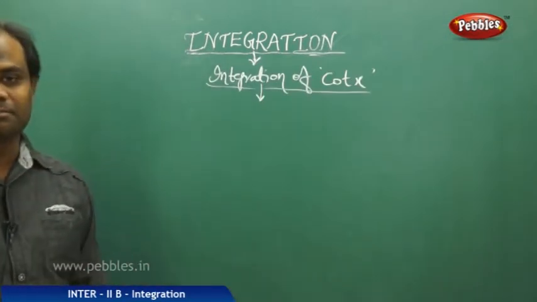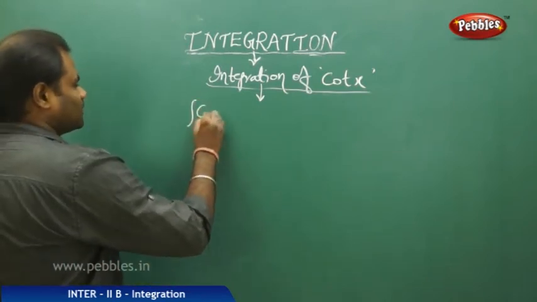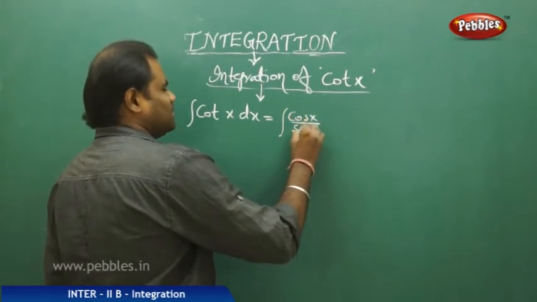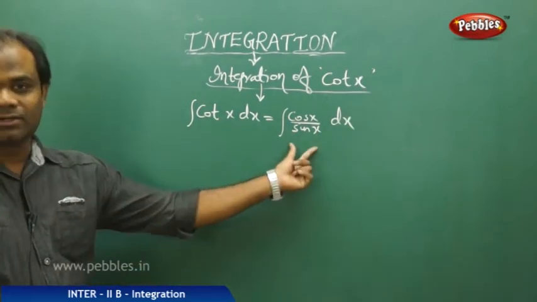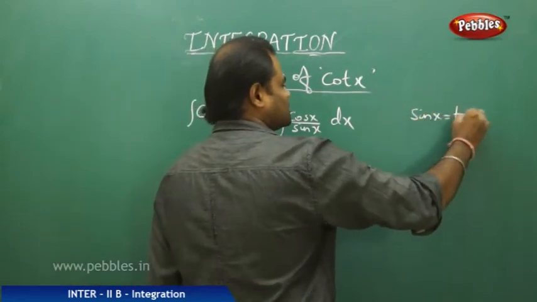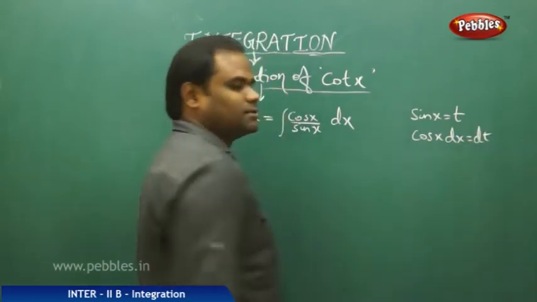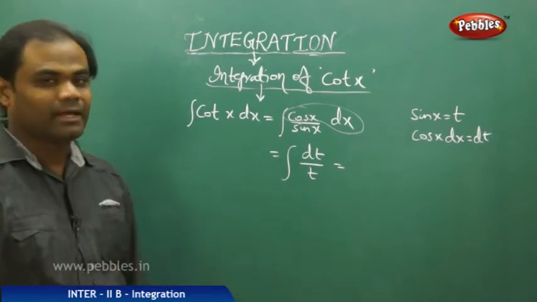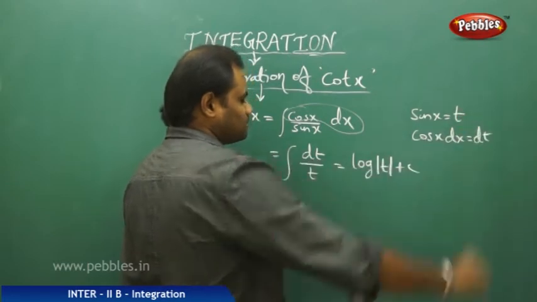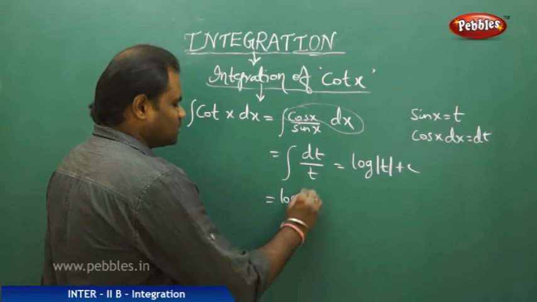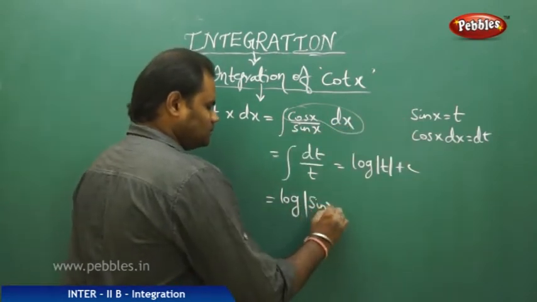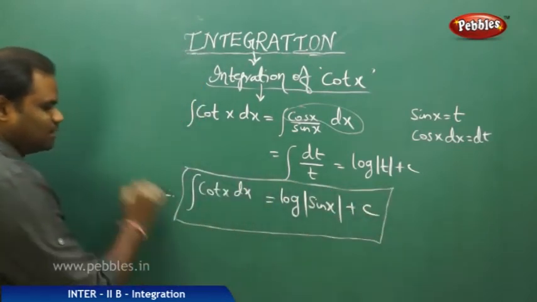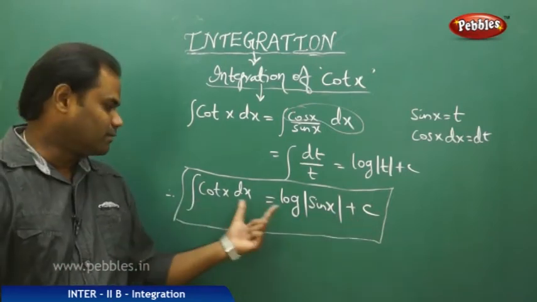Similarly, integration of cot x proceeds with the same steps as that of tan x. Suppose the integral of cot x is to be evaluated, then we write it as cos x by sin x dx, because cot x is cos by sin, and then the substitution sin x equals t implies cos x dx is dt. Therefore, this reduces to dt by t. Now, integral of 1 by x dx is log x. Therefore, I get log mod t plus c. Log mod t is nothing but log mod sin x plus c. Therefore, integral of cot x dx is log mod sin x plus c, which is how we identify the standard formula.